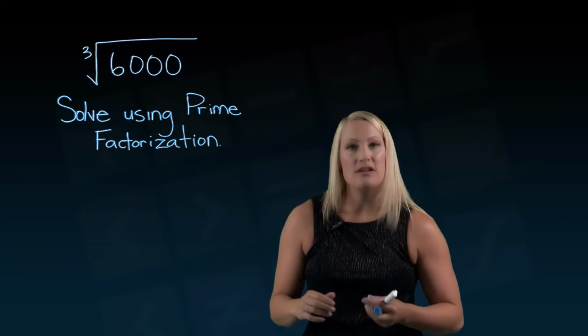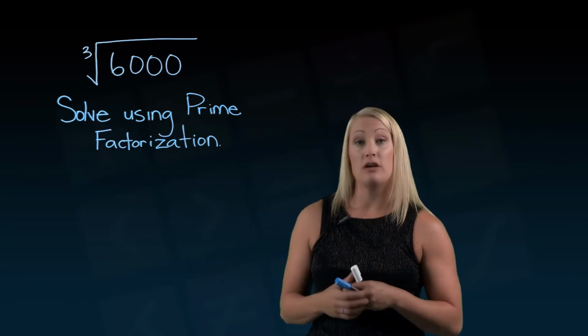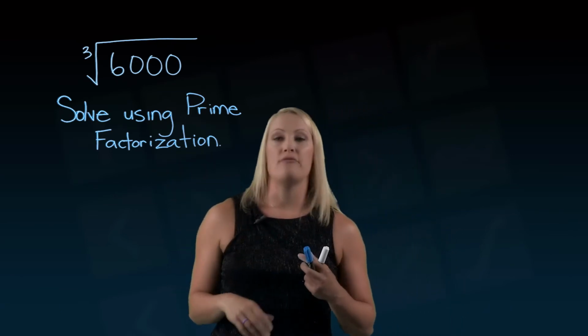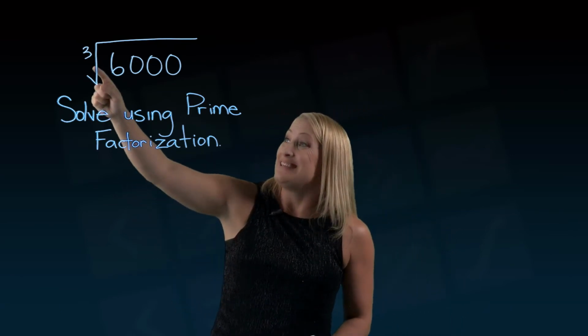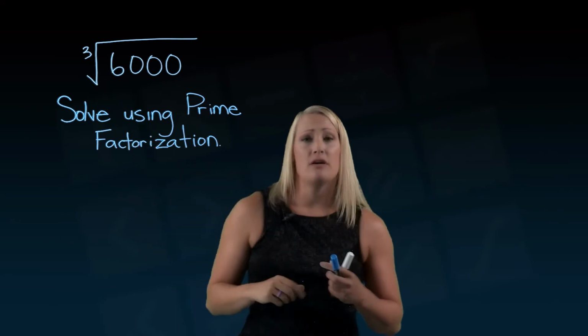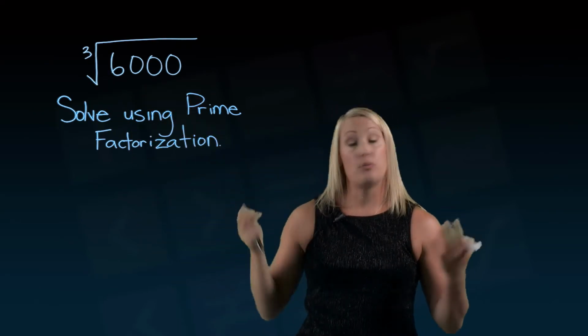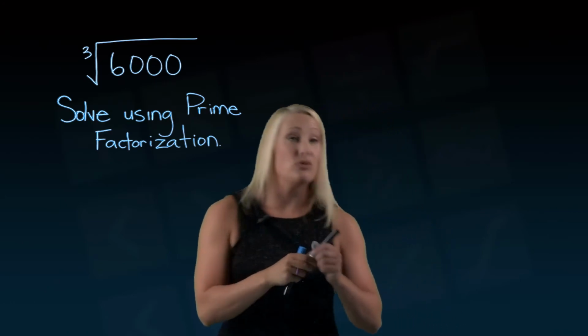Again, if you have a calculator with you, you could probably type that in your calculator and get the answer. But if we didn't have a calculator, we could use prime factorization to do it. It's going to change a little because there's a 3 up there instead of a 2, but we'll talk about that in a minute. Let's start by just finding the prime factors of 6,000.